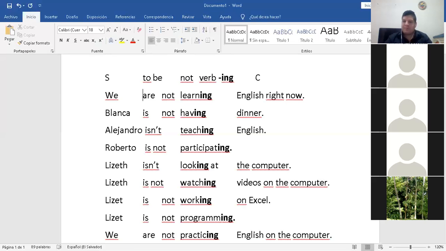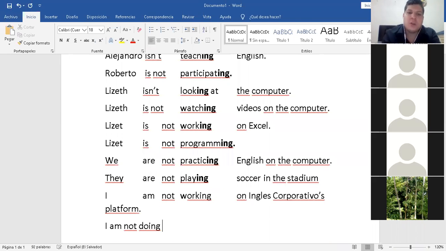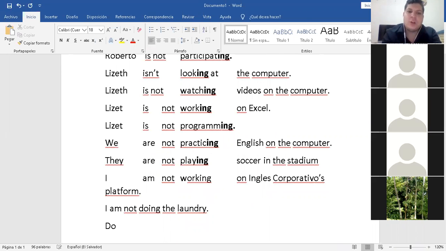Roberto, Lino. Examples? Lino. I am no washing. Washing, lavando algo o sí, watching? Lavando. Okay. No, lavando. ¿Lavando qué? Clothes. Okay, aquí sería I am not doing the laundry. Aquí se lo voy a poner. I am not doing the laundry. No, si está bien, si está bien. To do the laundry es lavar la ropa, así como se dice generalmente. Este es medio raro. Ah, okay.